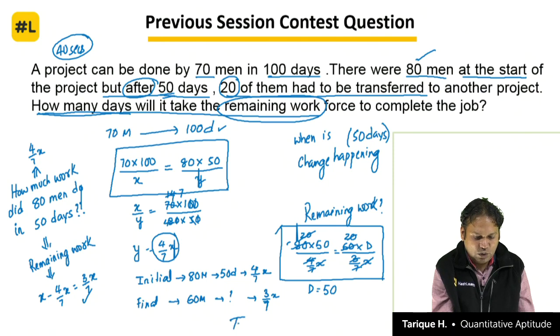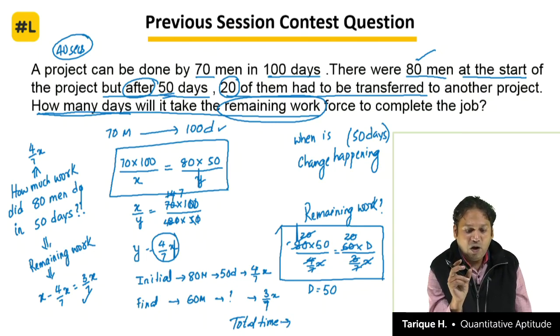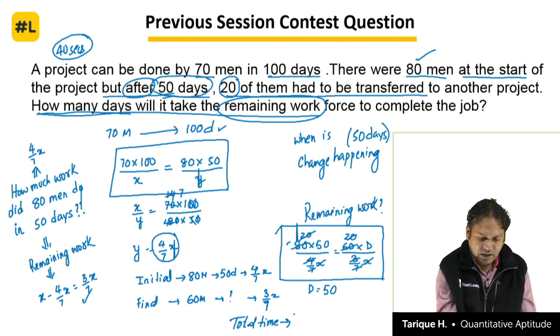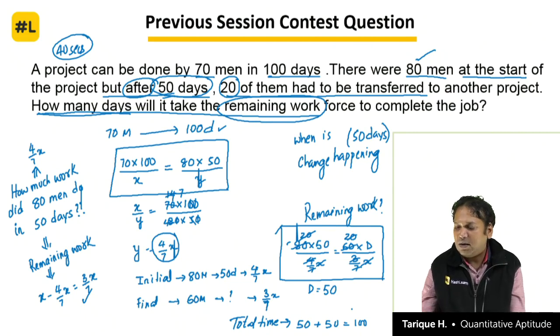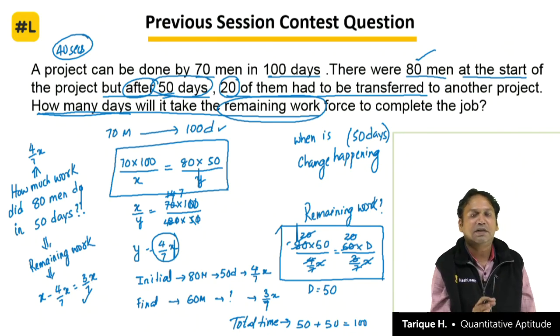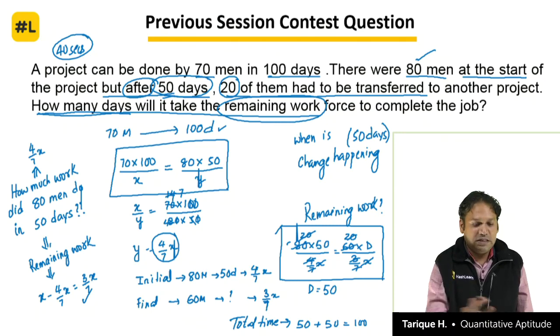If the question was asking total time, how much did the total work last, not the remaining work. See, sometimes they will change the small thing in the end. How much did the total work last? See, first they have worked for 50 days, and again we have taken 50 days. So that means it has taken 100 days to complete the work. So these things are very important to understand. That's how you solve a question, okay, in the examination. Structured thinking, understanding what is required, that is the main thing. Okay, so I hope this question is clear to you.